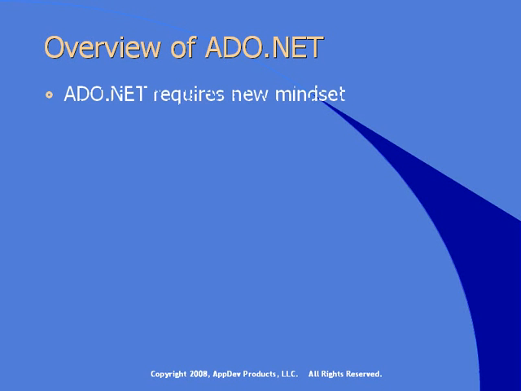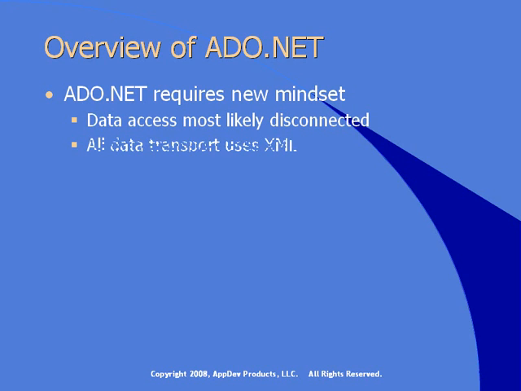On the other hand, ADO.NET, that is managed data access, requires a slightly different mindset. In ADO.NET, data access will most likely be disconnected. And all data transport, if it's required to transport data across the web or across a disconnected network, uses XML. Transparently, ADO.NET can serialize your data into XML and then deserialize it as needed.